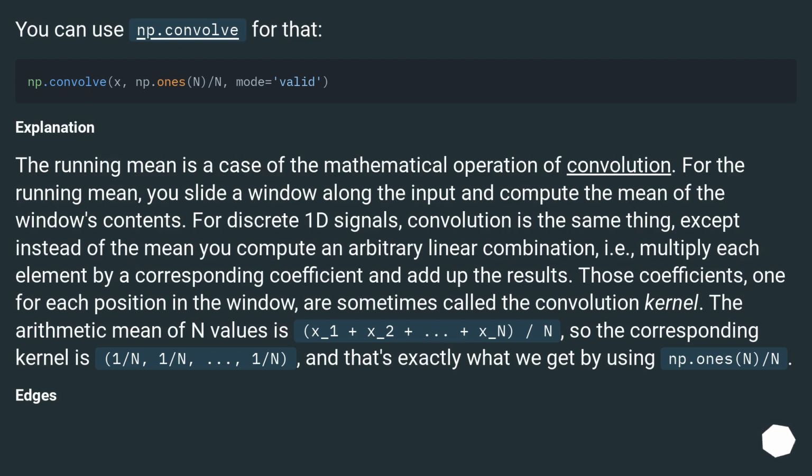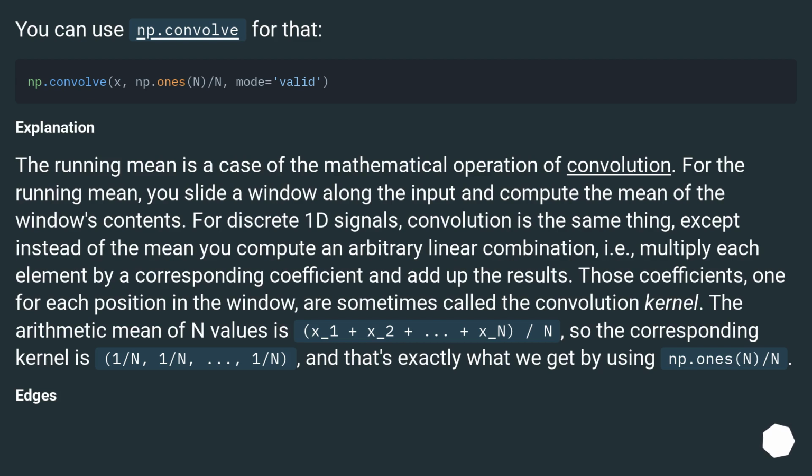The arithmetic mean of n values is (x_1 + x_2 + ... + x_n) / n, so the corresponding kernel is 1/n, 1/n, ..., 1/n, and that's exactly what we get by using np.ones(n)/n.